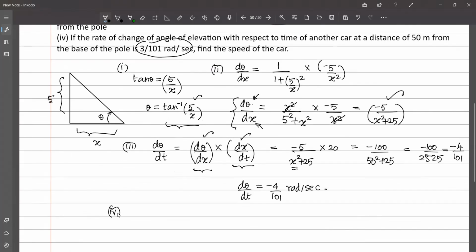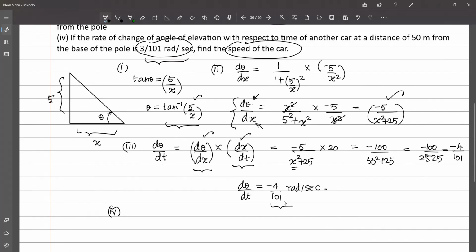For the fourth subdivision, the rate of change of angle of elevation with respect to time of another car at a distance of 50 meters. Okay, so we need to find the speed of the car, and the speed is definitely going to be different. That's because the rate of change of angle of elevation is different. In the previous question, we got it as 4 by 101. In this question, we are getting it as 3 by 101. And also, I'm going to take this as minus 3 by 101 because I'm assuming that the car is moving away from the pole.